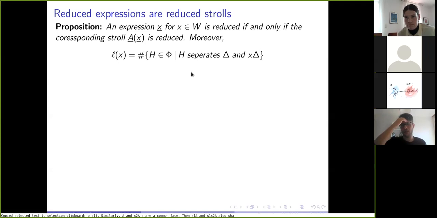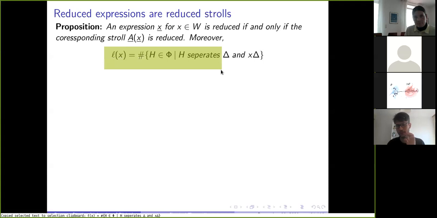And notice that if we prove this fact, the only if part should follow immediately. So for a corresponding stroll to be reduced, it has to cross all of these hyperplanes that separate the two alcoves, and it has to cross them once, so it will be the length. So any expression corresponding to it has the same length, so that has to be also reduced, because these two things are equal. If we prove this, the only if part is just a consequence of that. So we will just prove the if part and this fact to prove the proposition.